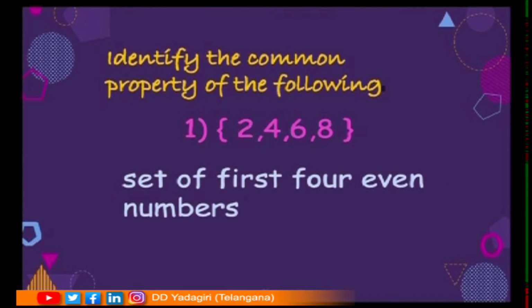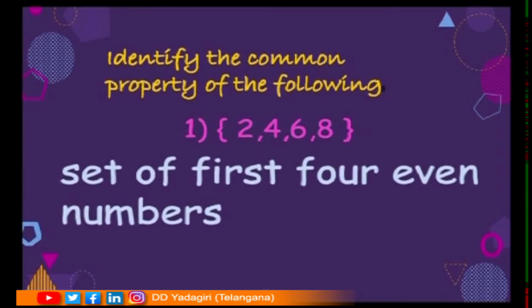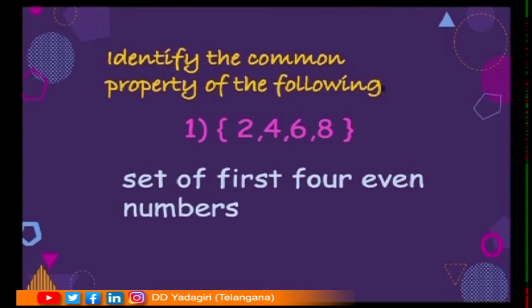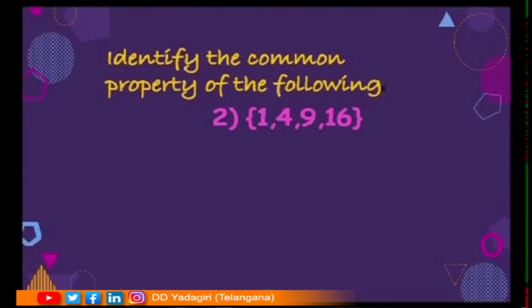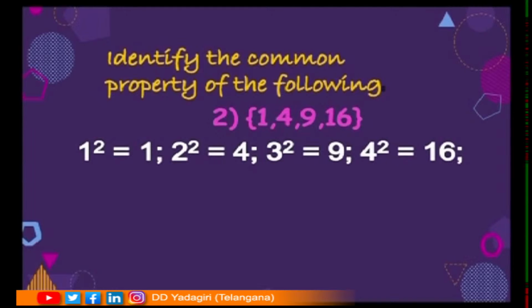So, this is the set of first 4 even numbers, which can also be called the set of first 4 multiples of 2. Now, let us try to identify the common property of the second set. The elements of the set are 1, 4, 9 and 16. If you look at the elements carefully, we observe that they are 1 square, which is equal to 1, 2 square, which is equal to 4, 3 square, which is equal to 9, 4 square, which is equal to 16. So, I can say this is a set of first 4 perfect squares.